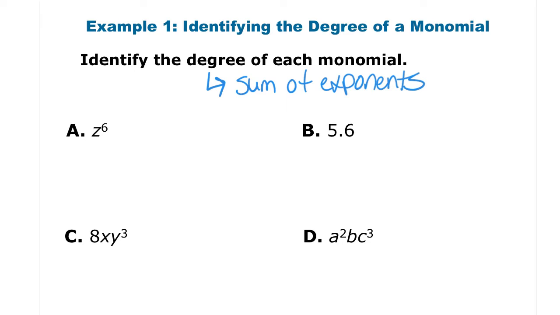polynomial. First thing when identifying polynomials, we're going to look at degree, which is the sum of the exponents. So in A, the degree of this one is 6. In B, this one is 0, because we really could have a variable to the 0 power there. Anything to the 0 power is 1, and so the degree there is 0. In C, this is like x to the 1st, and so the sum of those exponents would be 4. And in D, the sum here would be 6 if you add up all those exponents.